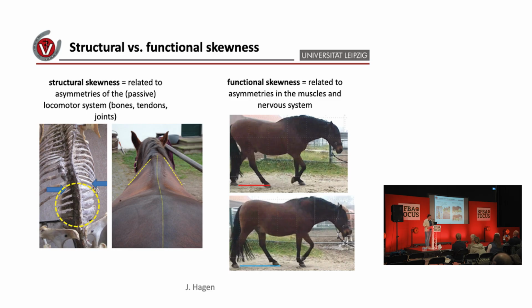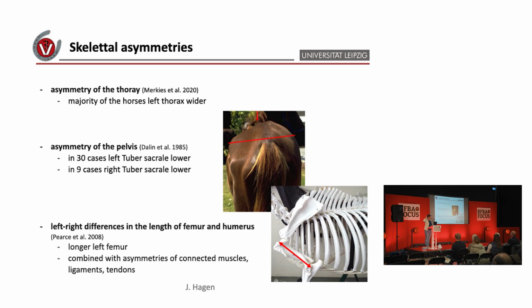So to give you some ideas from the literature, we definitely know that we have asymmetry in the thorax. We also know that we have skeletal asymmetries in the pelvis, and we definitely know that the long bones like the femur or the humerus can also be slightly different. We talk about very few millimeters. It's not that we see a big difference, but you can definitely measure it if you make your dissections. It can be in the breeding, it might be the genetics, sometimes it might be random, but we definitely see asymmetries.